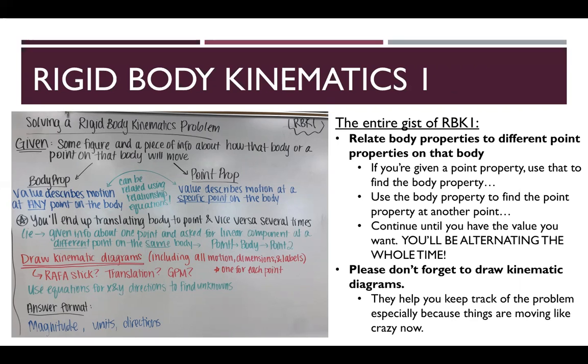So from those kinematic diagrams, you're going to end up writing your X and Y equations, and then you find your unknowns. The important thing to realize is this pattern that you're going to be switching between point to body to point to body to point to body as many times as you can until you get to the quantity that you need, right? So just get used to point to body and then back and forth.